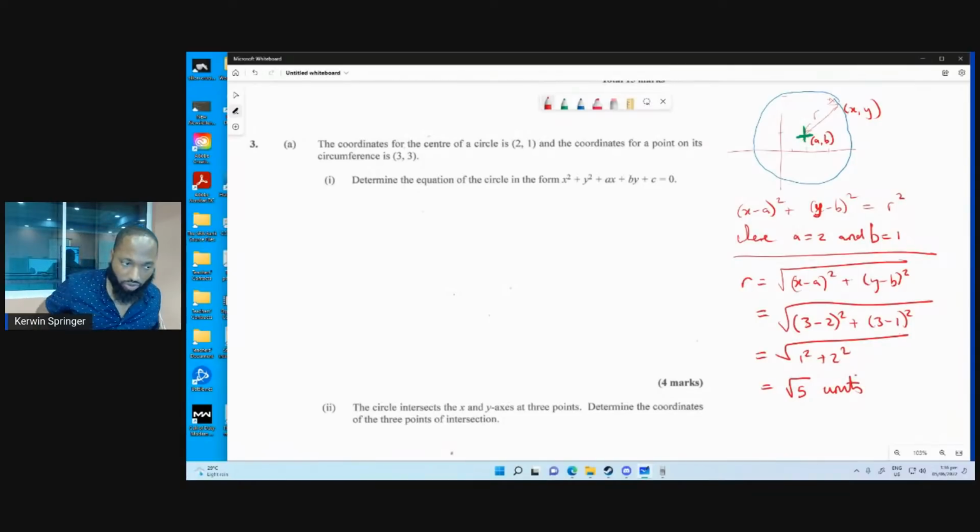Why is in the chat if you're all okay with that so far? So square root of 5 units, like a little 2 point something. Is that making sense?